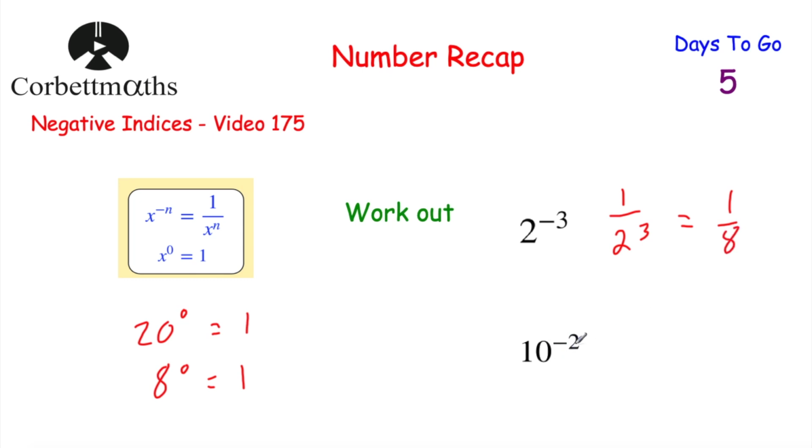If we had 10 to the power of negative 2, you could do 1 over the positive power. So just get rid of that minus sign and make it positive, but put it on the denominator. And 10 squared is 100. So for negative powers, negative indices, you just do 1 over and then do the positive power on the denominator.